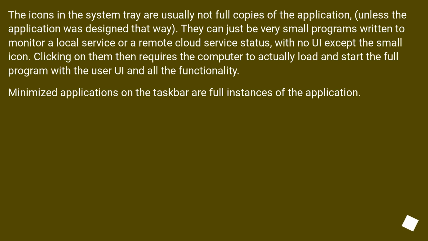The icons in the system tray are usually not full copies of the application, unless the application was designed that way. They can just be very small programs written to monitor a local service or a remote cloud service status, with no UI except the small icon. Clicking on them then requires the computer to actually load and start the full program with the user UI and all the functionality. Minimized applications on the taskbar are full instances of the application.